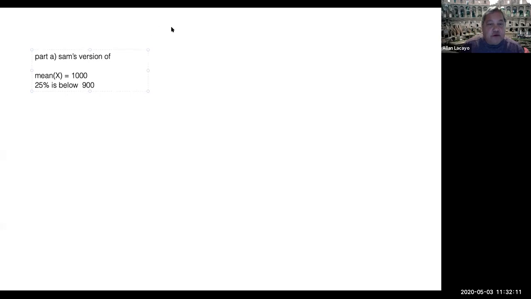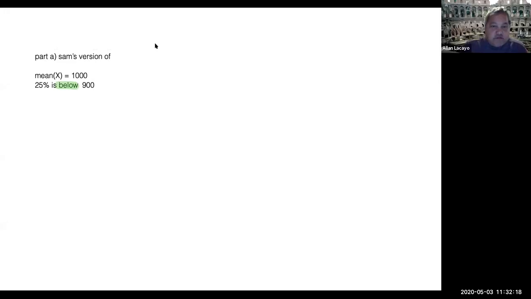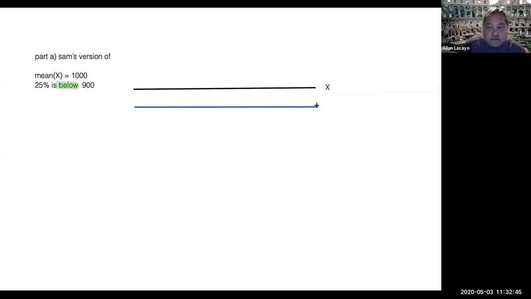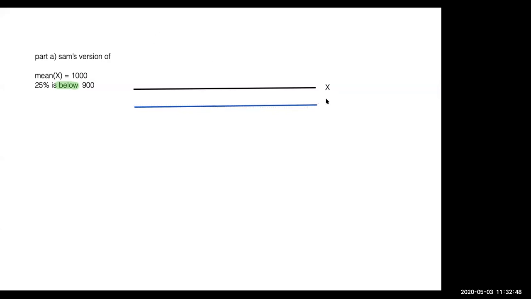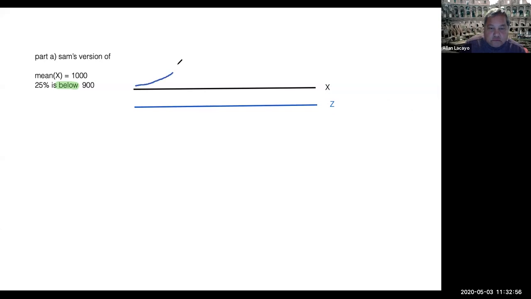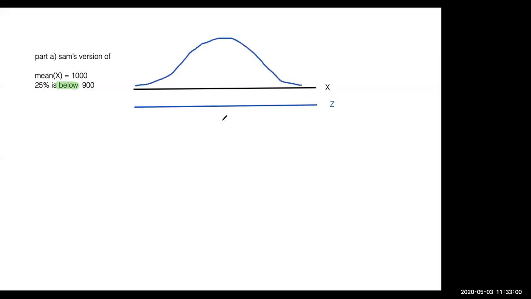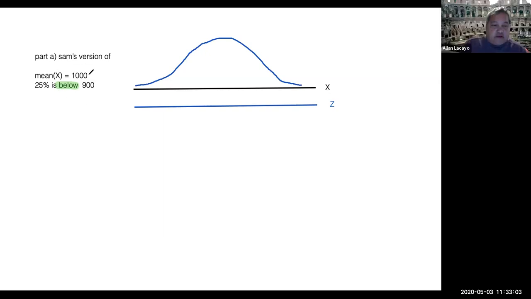Okay, so that is very important. That word, below, is very important, because what it means is that when you're looking visually at the storyline, you really have two sets of axes. You have an axis in units. That's the axis we call X. And then you have another axis, and the other axis is in standard deviation units. So that one's in blue. And you have the bell curve, just like what's shown.